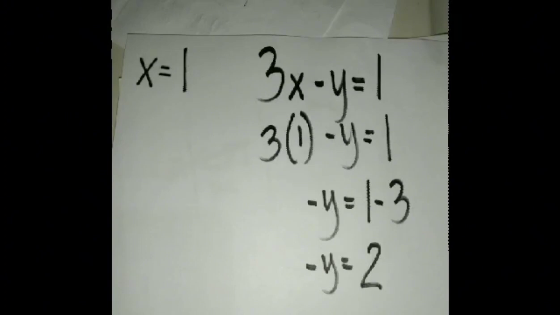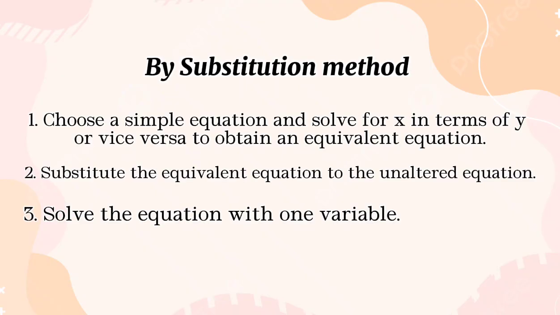Since we already have our value of x, we need to substitute x into any of the given equations. Therefore, 3x minus y is equal to 1, and then substitute the value of x, which is 1. So 3 times 1 minus y is equal to 1, and negative y is equal to 1 minus 3 because we transpose that 3, and then negative y is equal to 1 minus 3, which is negative 2, so y is positive 2. Therefore, the solution set for this example is positive 1 and 2. Let's proceed to the substitution method.